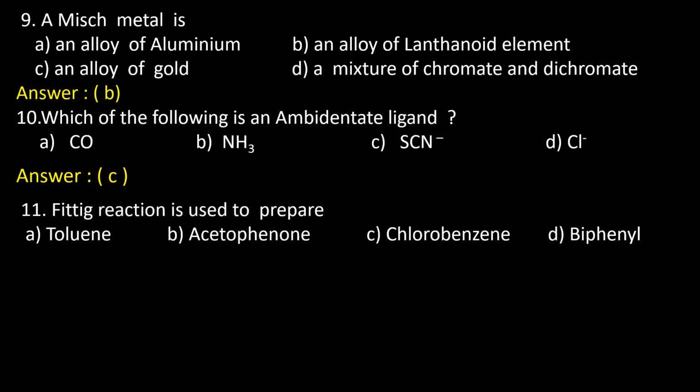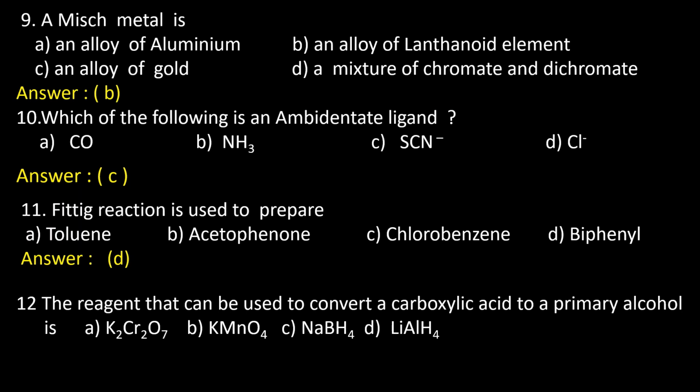Question number 11. Fittig reaction is used to prepare A. Toluene, B. Acetophenone, C. Chlorobenzene, D. Biphenyl. Dear friends, the correct option is the option D, that is biphenyl. So biphenyl is the product formed in the Fittig reaction when the haloarene, that is chlorobenzene or bromobenzene or iodobenzene, is heated with sodium metal in presence of dry ether. The biphenyl is formed. So the correct option is option D.